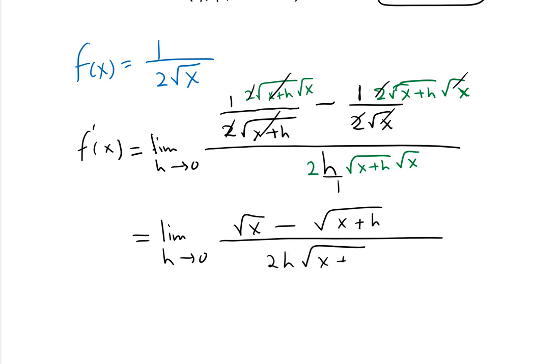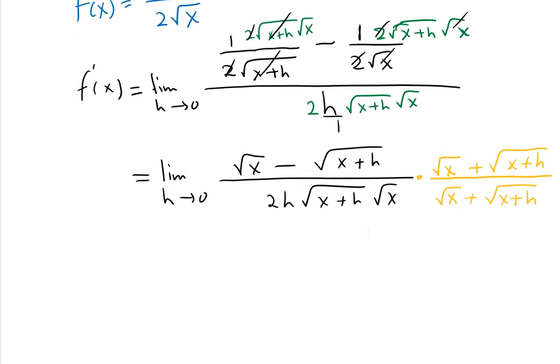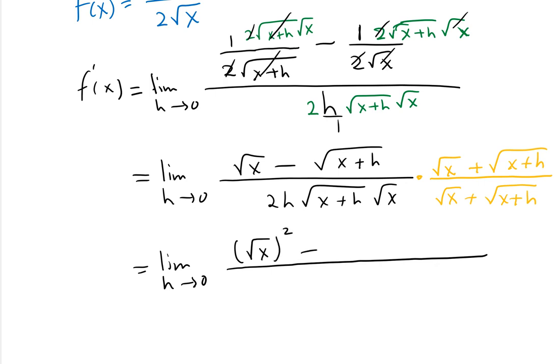If we happen to pass the limit, that will give us 0 over 0. So what do we need to do here? We need to rationalize the numerator. So we multiply by the conjugate of the top, one plus the other, limit as h goes to 0. On the top you get the square root of the first one squared minus the second one squared. Keep the denominator the same.